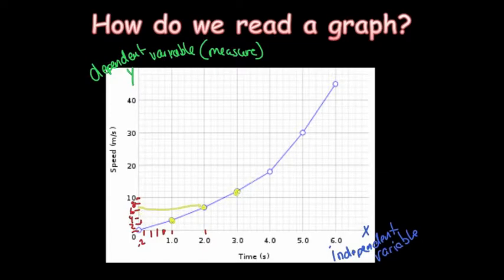At the 3 second mark, you're going 12 meters per second. At the 4 second mark, you're going 18 meters per second. At the 5 second mark, you're going 30 meters per second. And at the 6 second mark, you're going about 45 meters per second. So at each point across the x-axis, you can find the value looking up and going across on the y-axis. Okay? That's how we read a graph.